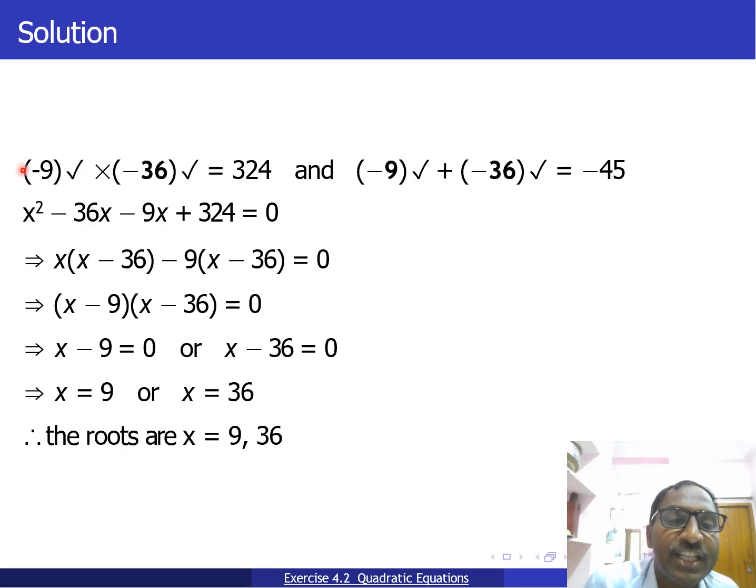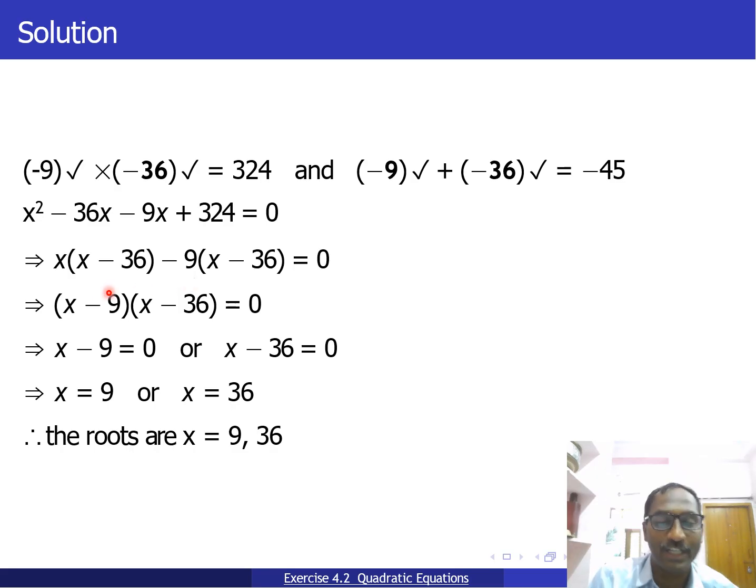Here minus 9 times minus 36 gives 324, and minus 9 plus minus 36 gives minus 45. So I have to select these two numbers whose product is 324 and whose sum is minus 45. So x square minus 36x minus 9x plus 324 equal to 0.